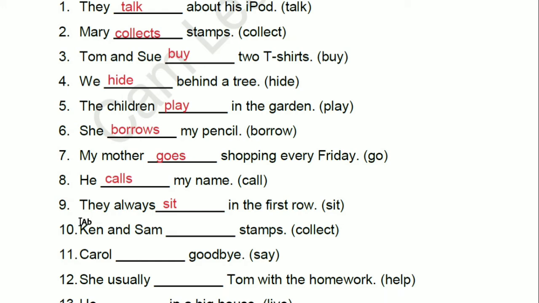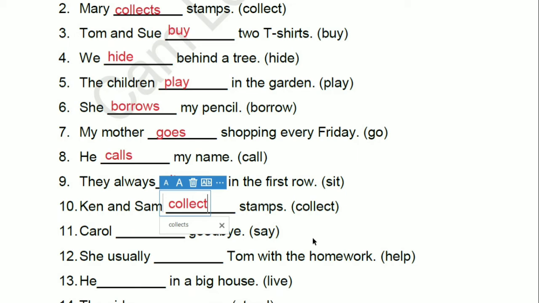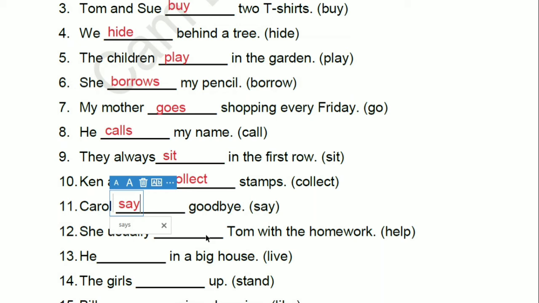And number 10, children some stamps. So about the verb collect. And children is a plural noun, right? So we can say they, right? So collect, the same, no changing, right? And number 11, Carol goodbye. The verb say, Carol, say with S, right? Says goodbye. Because Carol can be a man, so you have to use he, right? He says goodbye. Or the same, Carol says goodbye.